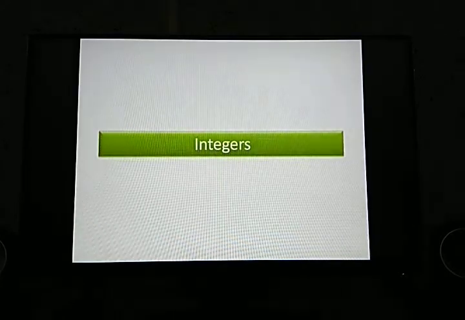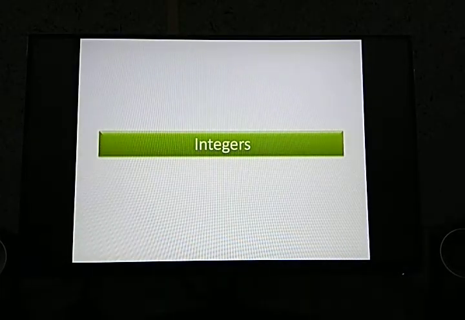Hello everyone. Today we're going to start a new chapter, and today's chapter name is integers. So we'll be discussing what are integers, what are the different types of integers, how to represent them on a number line, along with that some of its properties as well. So let us begin. What are integers?